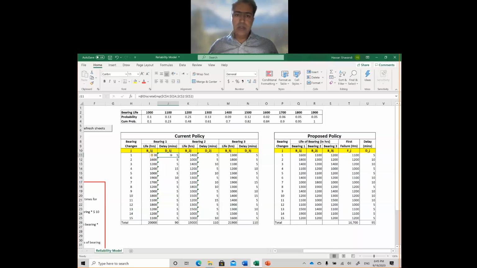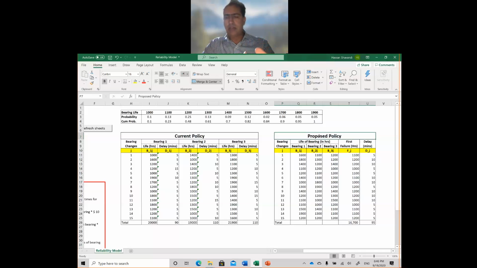Okay, so yeah, here we have generated the random variables for the life and delay time by having the distributions, and we have the data for 15 changes of each bearing, right? That's the current policy. But in the proposed policy, we are having this policy that anytime that a bearing fails, in that time when the mechanic arrives at the system, the mechanic will replace all the three bearings.